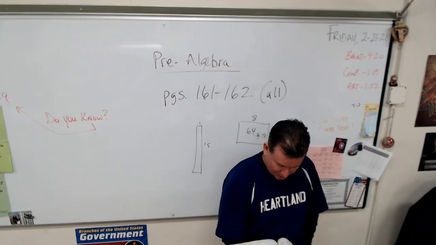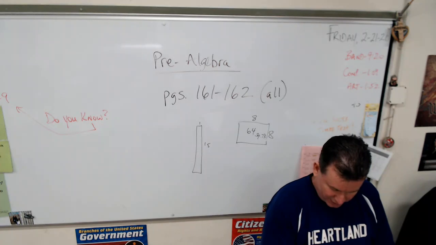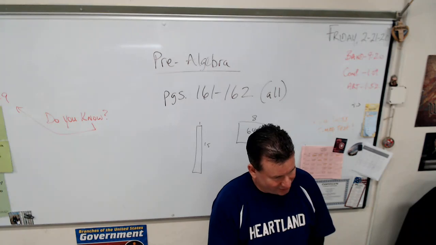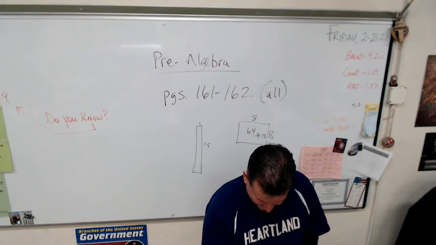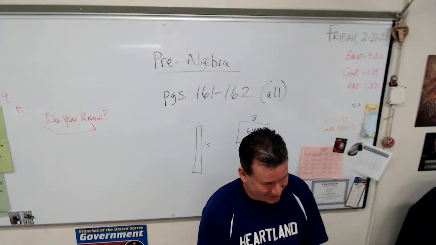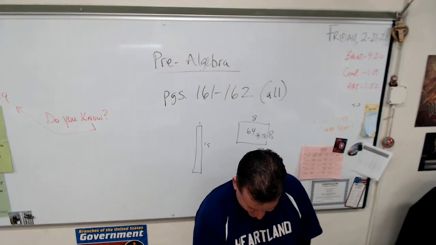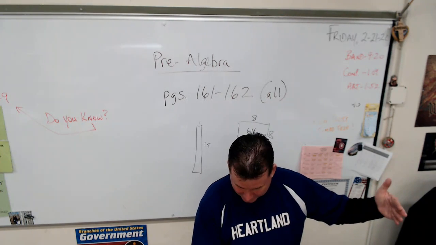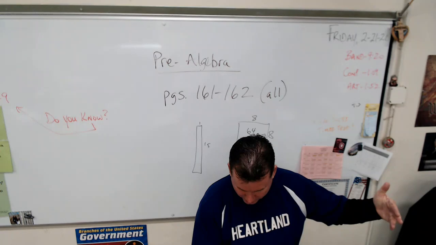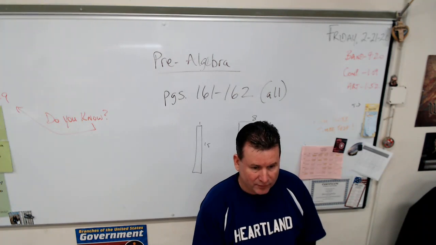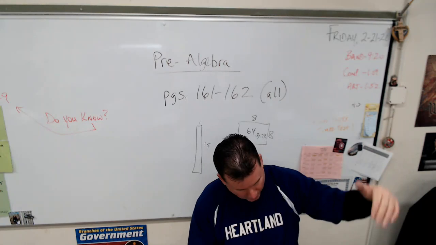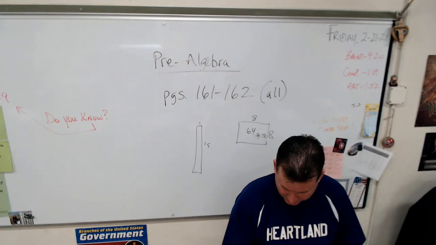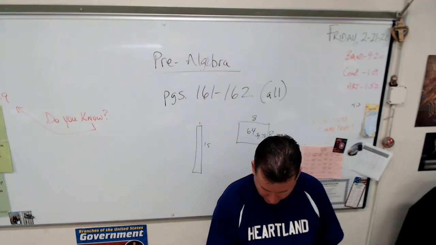Number 13. A seal dove 120 meters beneath the surface of the sea. Dove. Did I say dove? Yeah, that's why I was like, what am I reading? A seal dove 120 meters beneath the surface of the sea. Then it ascended 90 meters. What's the elevation of the seal? It went 120 meters down, ascended 90 meters. David? B. It's 30 meters below sea level.